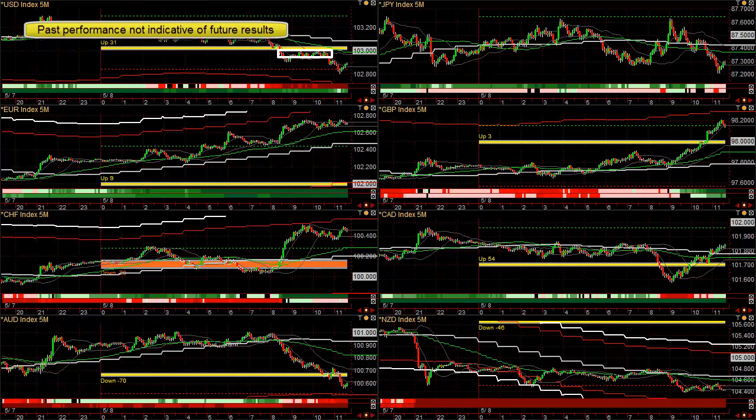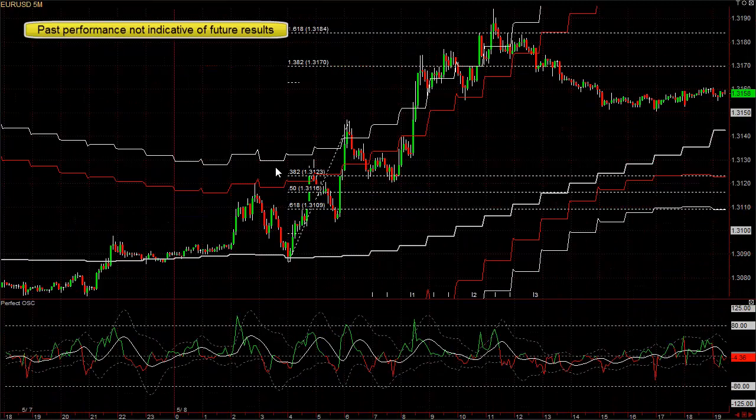So around 10:40, you want to be looking for euro dollar buys. Here's 10:40, and you just got a nice little pullback right here. I prefer it when I get a pullback where the perfect oscillator is at the Bollinger Bands around the perfect oscillator, like something like this or this. Those tend to be really nice scalping type trades, as you can see.